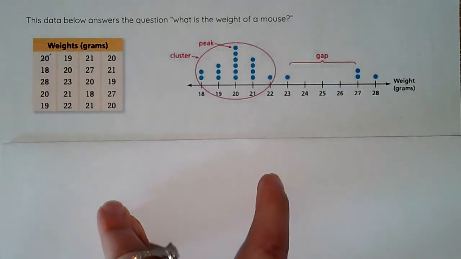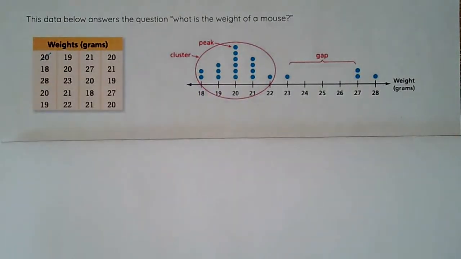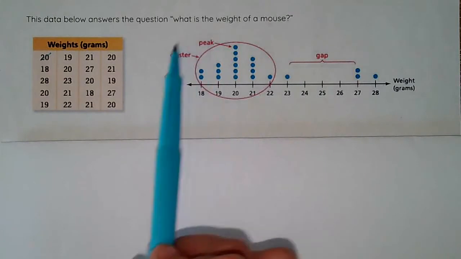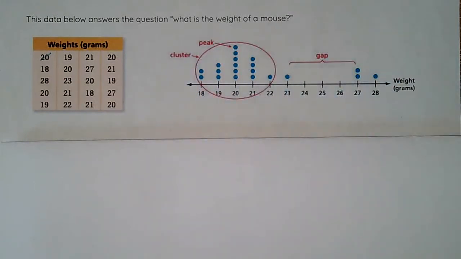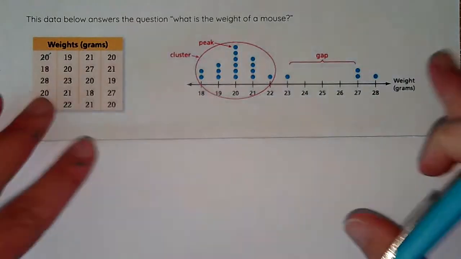Now, sometimes we might not have any peak. Maybe everything's kind of all around the same number of occurrences, so you might not have a peak. You also might not have a cluster, and you can also not have a gap. So in this dot plot, we have all three, but sometimes you might not have one or the other, and that's okay as well. All right, so let's make a dot plot.